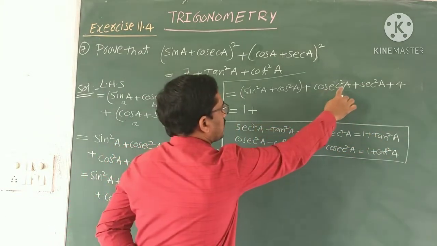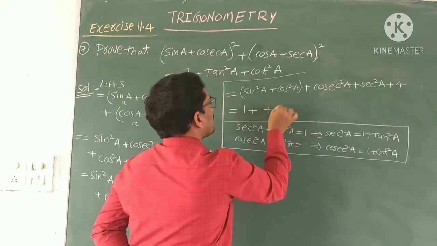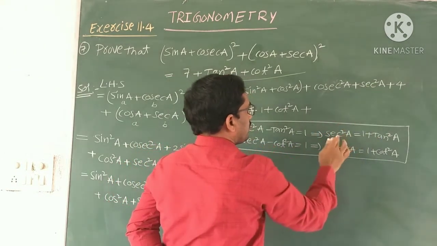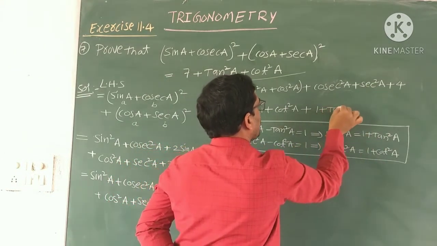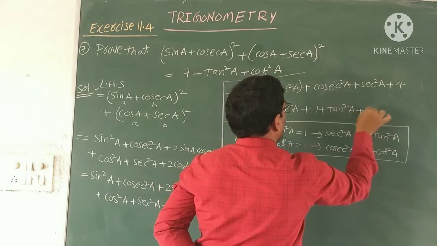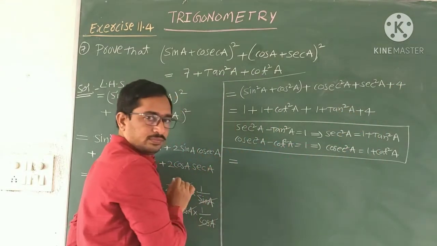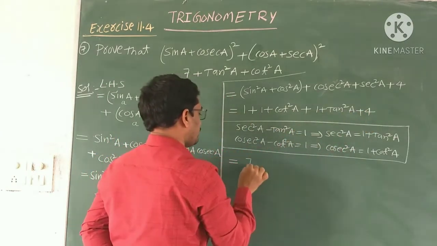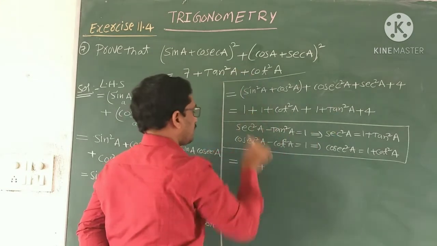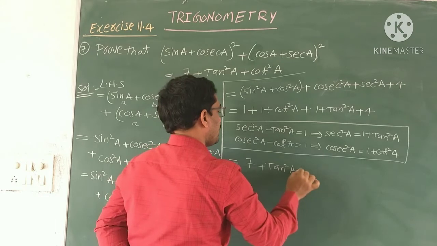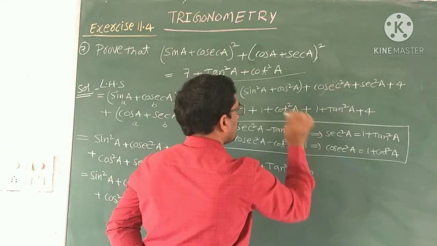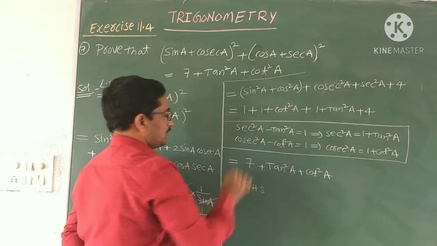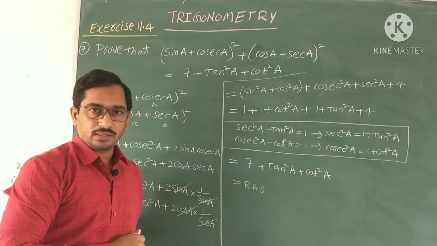So here, in place of cosec square A, write 1 plus cot square A, plus sec square A. In place of sec square A, write 1 plus tan square A, plus 4. Now add the constants. 1 plus 1, 2, 2 plus 1, 3, 3 plus 4, 7. Plus first write tan square A, according to our answer, plus the last term cot square A. So this is our RHS: 7 plus tan square A plus cot square A.